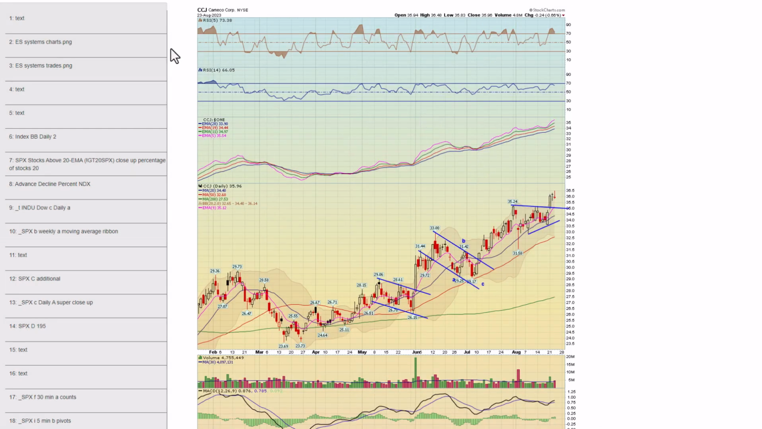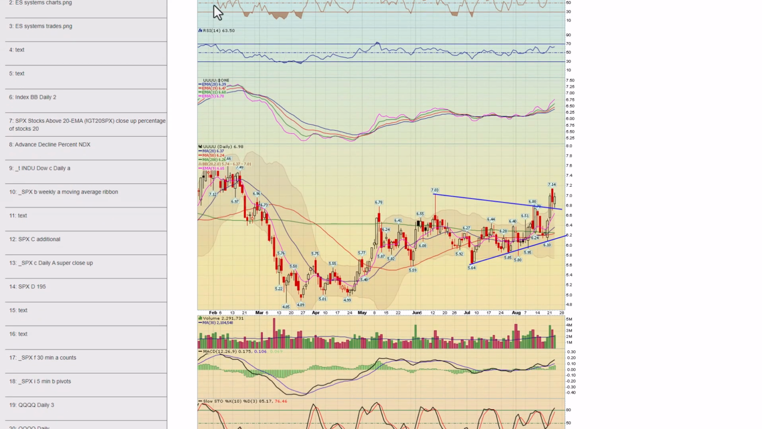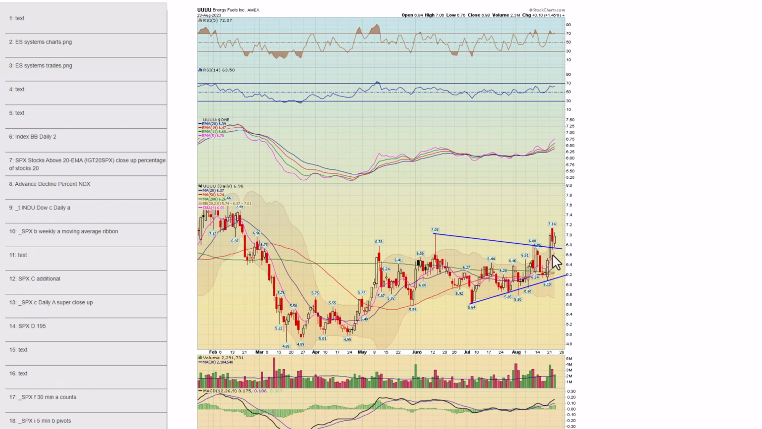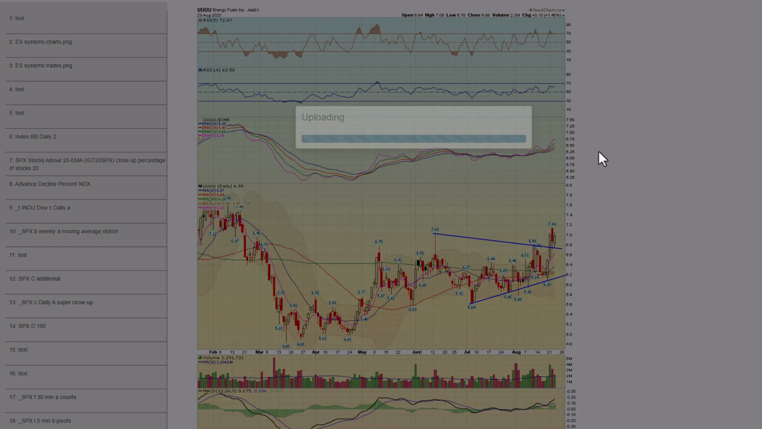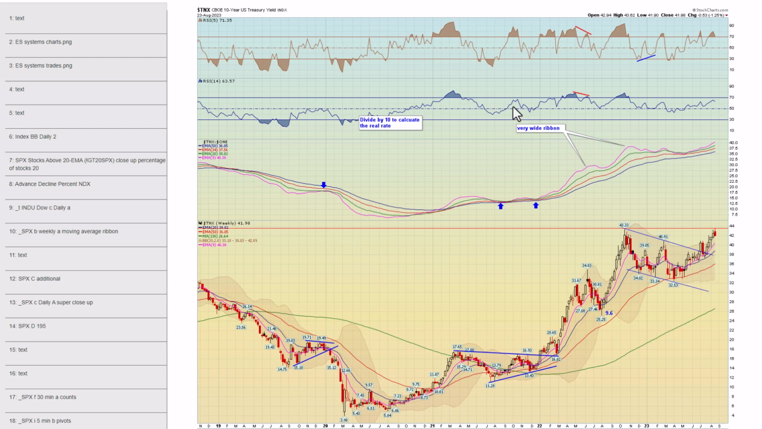Chart 52, here's CCJ, one of the uranium stocks, was on a nice pattern, broke out nicely on Monday. So far it's consolidating. And finally, chart 53, here's UUUU, another uranium stock. I showed this on Monday. Little pop today. Next, moving to bonds, chart 54, TNX, 10-year Treasury yield.